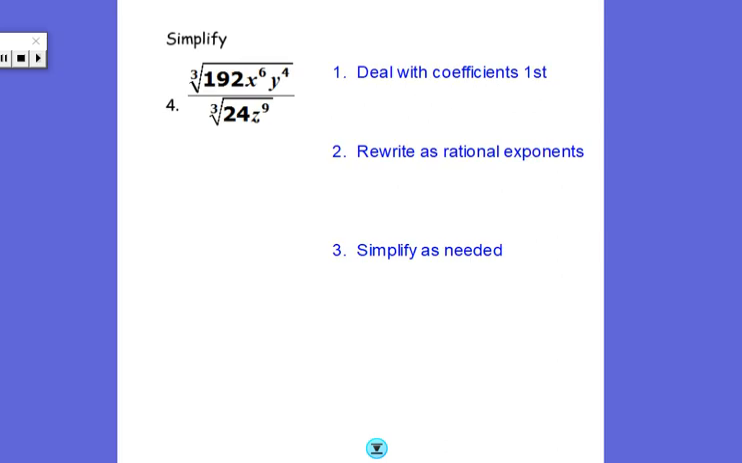All right, what if we're dividing? Since they're both under a radical of 3, I'm going to rewrite that as the 1/3 power. All right, I'm going to look at my coefficients. Does 24 go into 192? Well, it does in this case 8 times, so divide it if you can. X to the 6th, y to the 4th over z to the 9th. All right, 8 I can rewrite as 2 to the 3rd power.